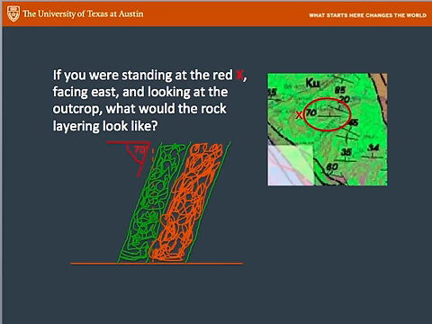So a geologic map is very useful. If you know how to read it, you can imagine what a picture of what those rocks will look like.